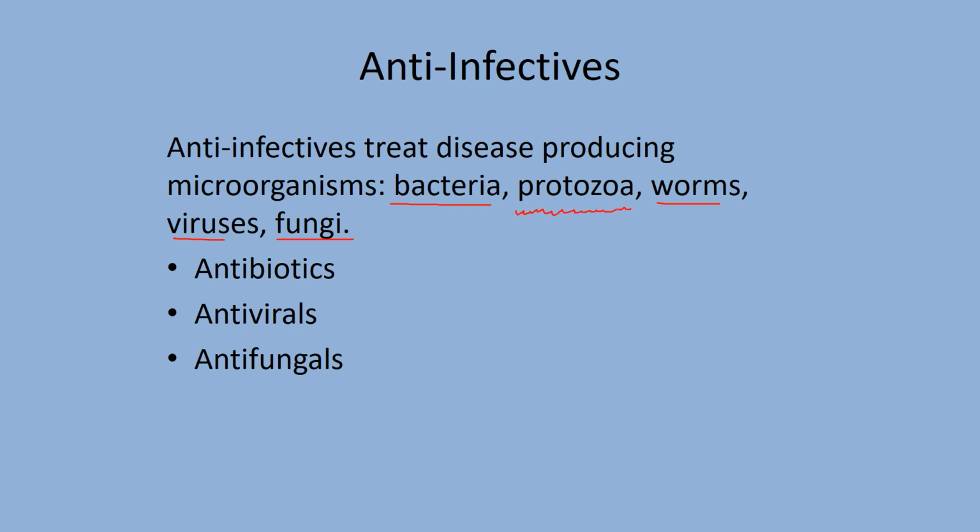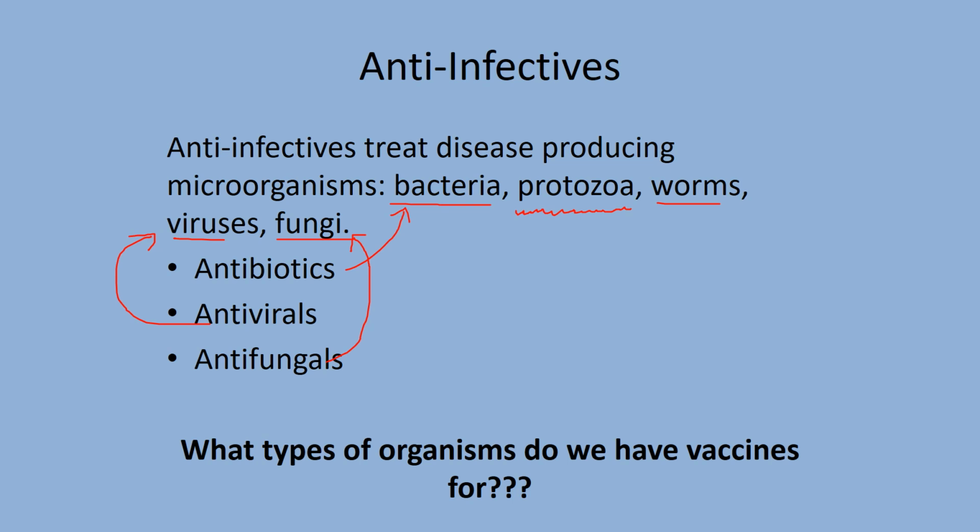So protozoans are kind of in between animals and plants. A common protist that causes disease is malaria. So malaria is not a bacteria, a fungus, or a virus, or a worm. It's a protozoan, a different kingdom of life. So we have antibiotics, usually against bacteria, antivirals against viruses, and antifungals against fungus. So you have to use the specific treatment for your type of infection.